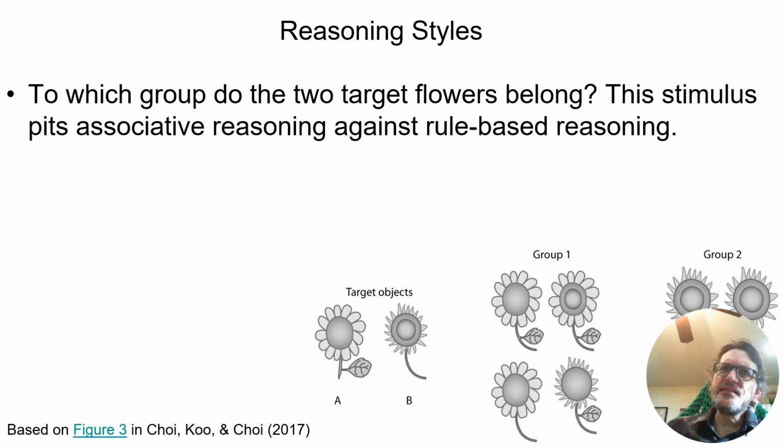So here are some objects where they're checking reasoning styles, and what they find here pits associative against rule-based reasoning. There are two target objects, and the question is where do they belong? When you see the different groups they could potentially belong to, on the left side there are three of those, two of those, curved stems, etc.